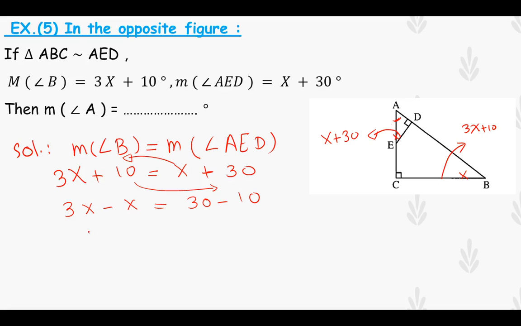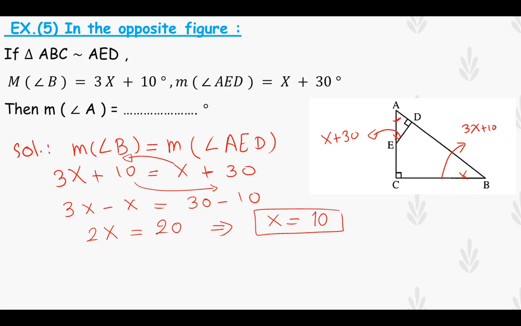Okay, 3x minus x equals 2x. 30 minus 10 equals 20, and from here you can find that x equals 10. Okay, so now you know that x equals 10.